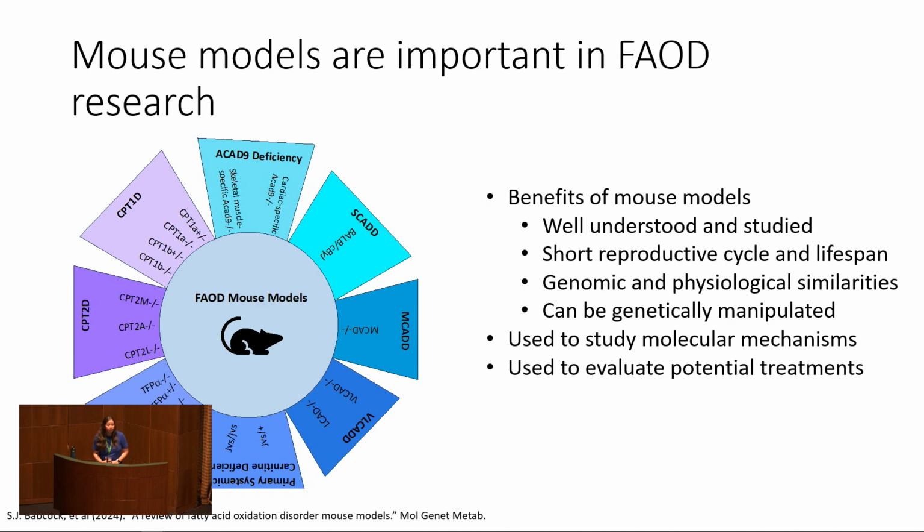Some of these models have been used to study molecular mechanisms involved in phenotypes such as cardiomyopathy, exercise intolerance, and also why patients become hypoglycemic during fasting. They've also been used to evaluate potential treatments. So they've been used to evaluate things such as the effect of MCT and triheptanoin, if you are familiar with those. So overall, they've been really important.